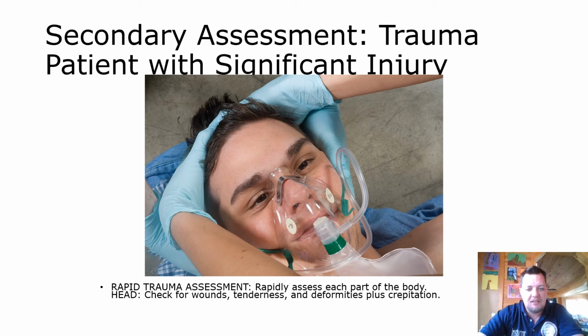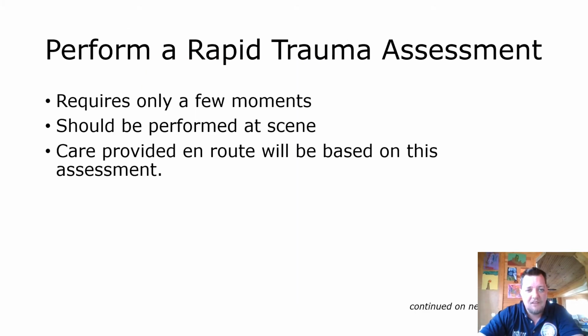So the secondary assessment for a trauma patient with significant injury, we're going to do a rapid trauma assessment. Basically what we're going to do is assess each part of the body for that DCAP-BTLS. You have to palpate, you have to feel, you have to put hands on the patient in order to check for these things. It requires only a few moments and should be performed on scene. Care for those injuries that you found can be provided en route, and it will be based on this assessment.